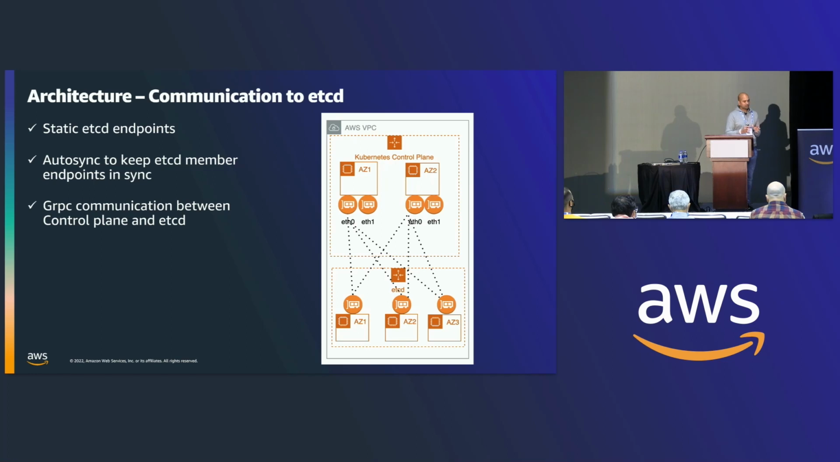The etcd ASG instances do not use a load balancer. They all have static endpoints. EKS uses the concept of auto-sync to load balance and be aware of what endpoints are available. Since there's no load balancer involved anymore, the control plane has to have a mechanism to find the membership of the 3 instances of the etcd cluster and be aware of members getting added or removed, and keep load balancing between them.